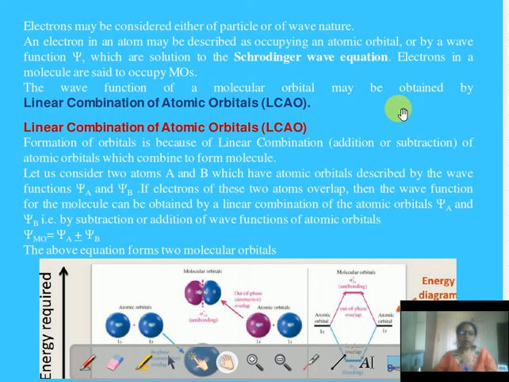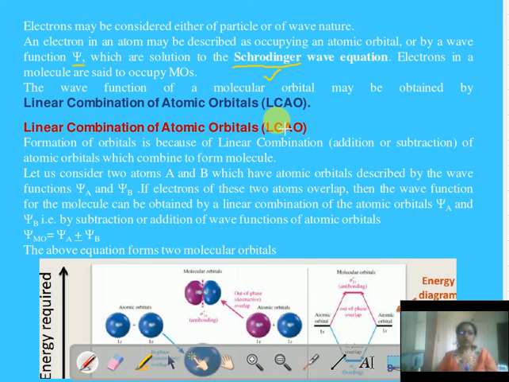Now let us learn about linear combination of atomic orbitals, or LCAO. As you know, electrons may be considered either as a particle or a wave in nature. An electron in an atom may be described as occupying an atomic orbital or by a wave function psi, which is basically the solution of the Schrodinger wave equation. Electrons in a molecule are said to occupy molecular orbitals. The wave function of a molecular orbital may be obtained by linear combination of atomic orbitals.